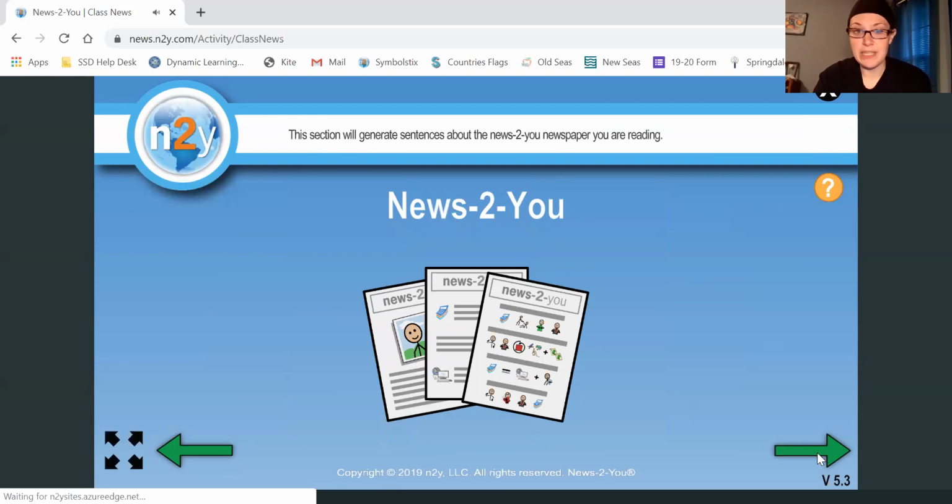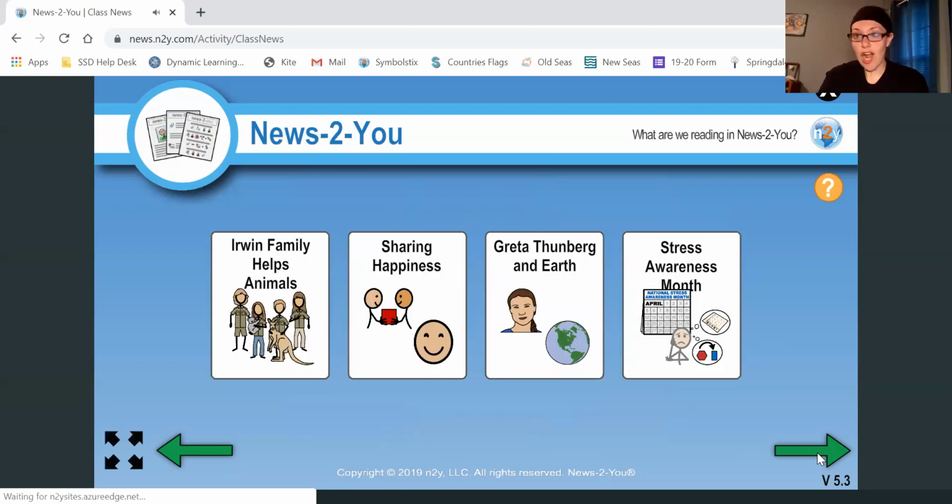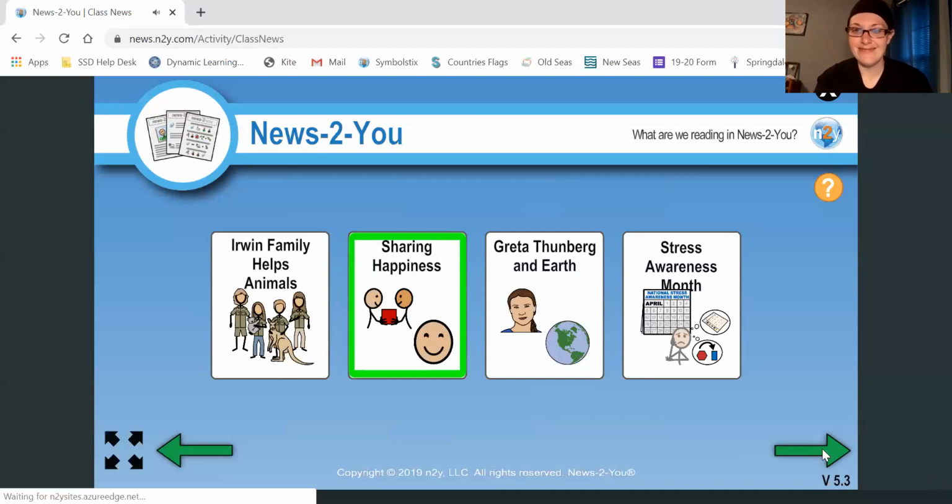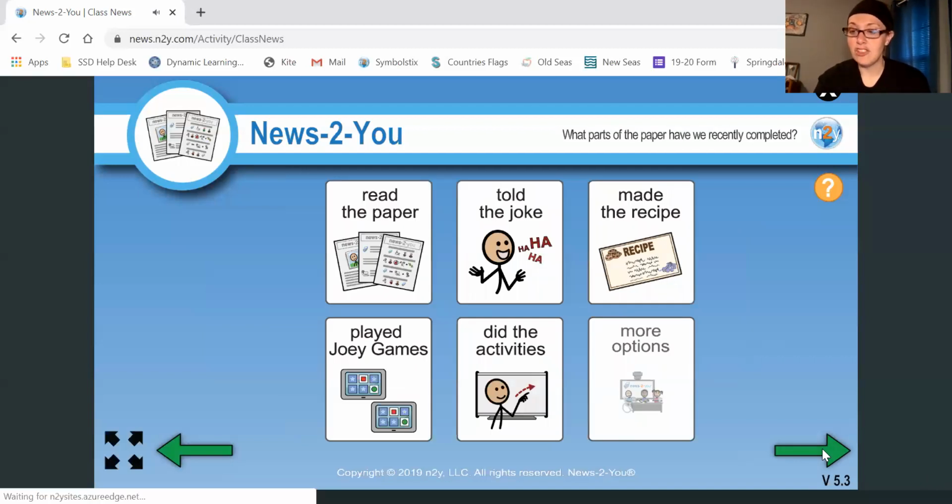Okay, our topic for the week. Okay, four options. You tell me what we're learning about this week. Is it the Irwin Family Helps Animals, Sharing Happiness, Greta Thunberg and Earth, or Stress Awareness Month? The correct answer is Sharing Happiness. Sharing happiness. Okay, so what have we done?